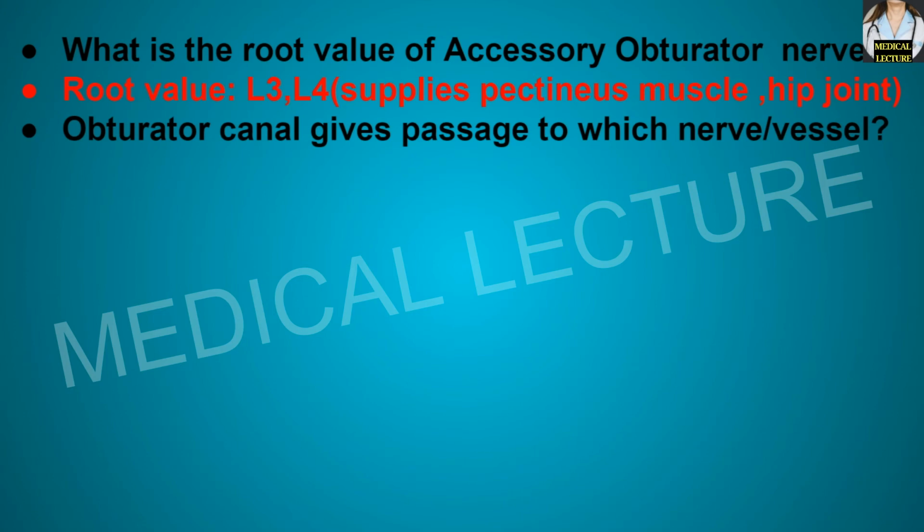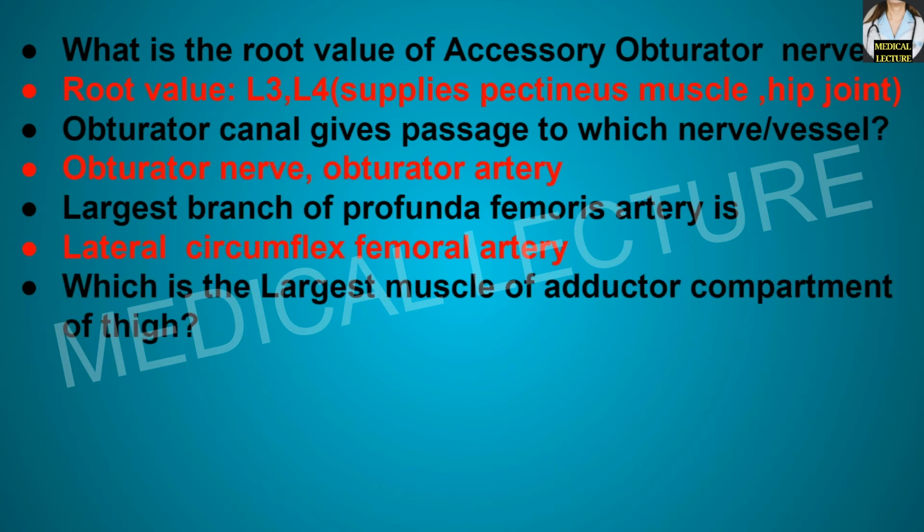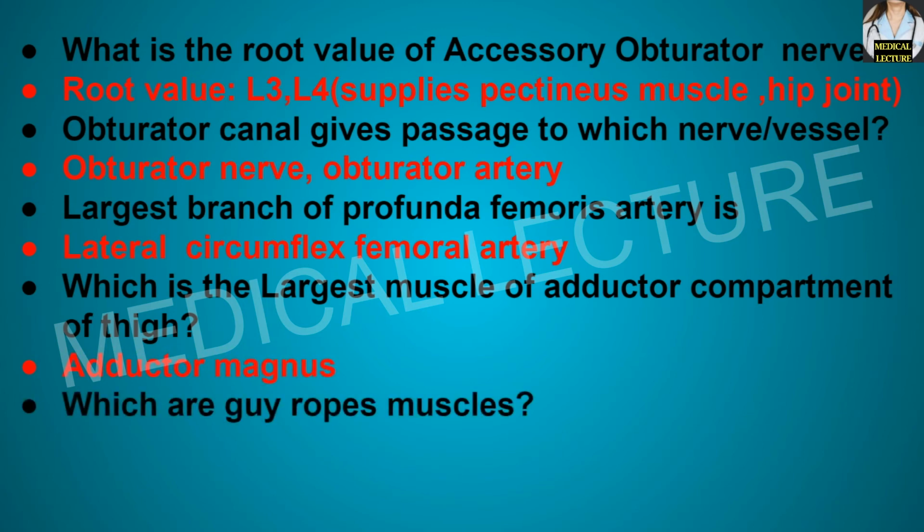Obturator canal gives passage to which nerve or vessel? It gives passage to the obturator nerve and obturator artery. Which is the largest branch of the profunda femoris artery? It is the lateral circumflex femoral artery. Which is the largest muscle of the adductor compartment of the thigh? It is the adductor magnus. Which are the gyrope muscles? There are three muscles: the sartorius, semitendinosus and the gracilis.